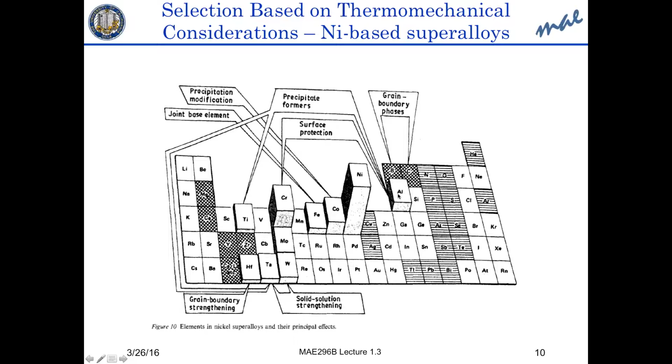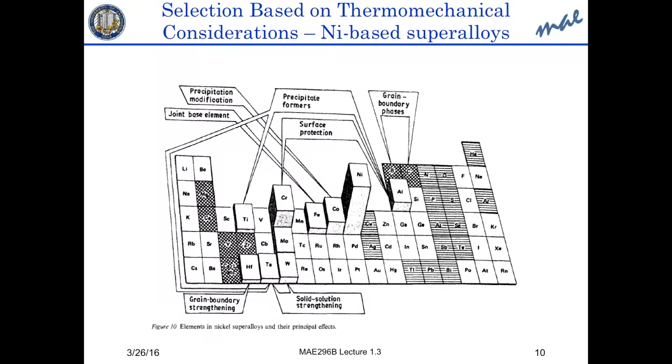Now, if we make nickel into a polycrystal, then we want the crystal grain size to be stable, so it doesn't enlarge over time and become weaker, and therefore we use some elements to pin down the grain boundary. So grain boundary phases can be borides or carbides that will stabilize and pin down the grain boundaries.